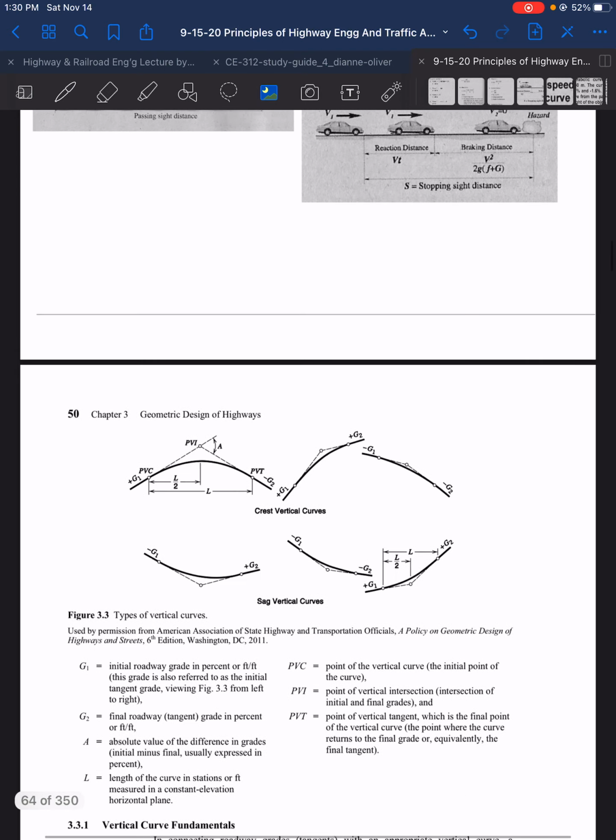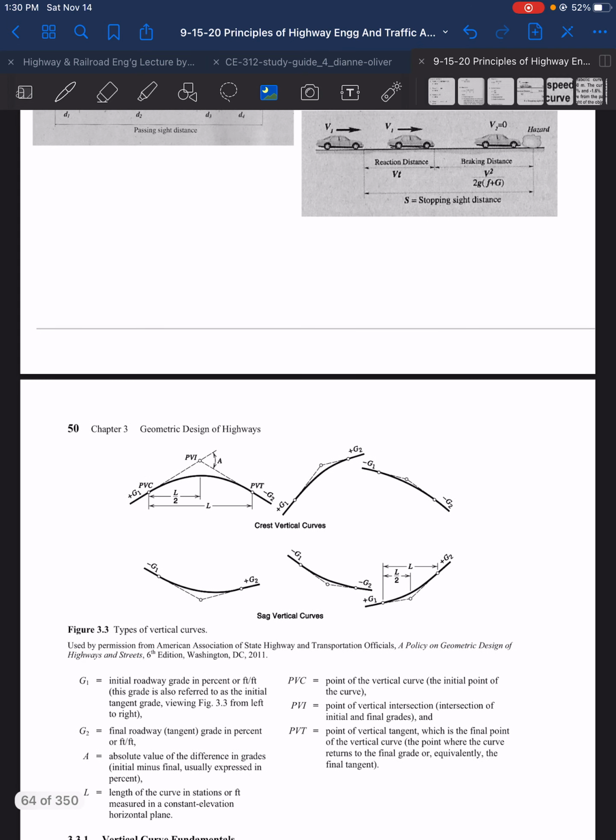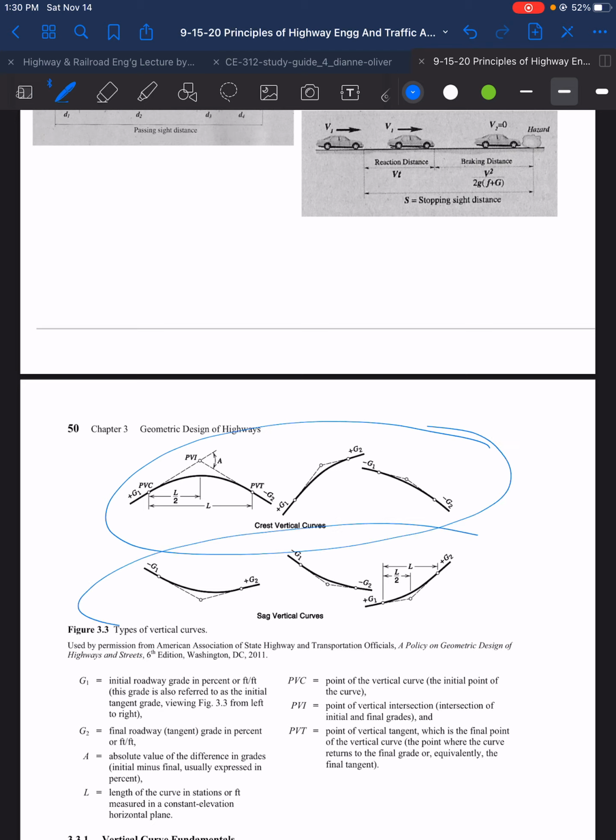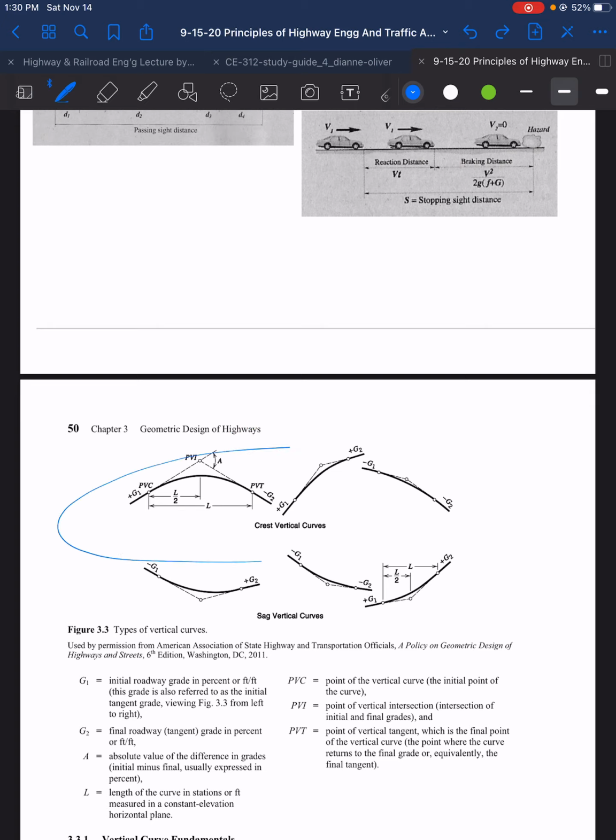Now this time we will go to the 2 profile views. We have the crest vertical curves and the sag vertical curves. Under the crest vertical curves, also known as the summit curves, the grade goes upward, or positive, then later goes downward, or negative. Whereas under the sag vertical curves, we have the grade going downward, or negative grade, then goes upward, or positive grade.